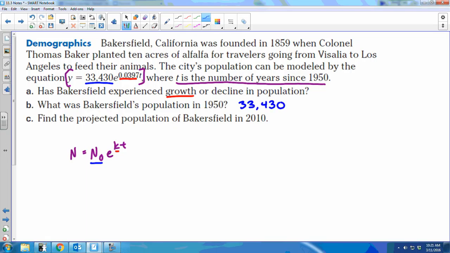If you weren't sure, if T is years since 1950, and you're trying to figure out T for 1950, how many years has it been since 1950? 0. So you just put 0 in for the exponent, you get the same answer. That's e to the 0 power would be 1, and 1 times 33,430 is 33,430.